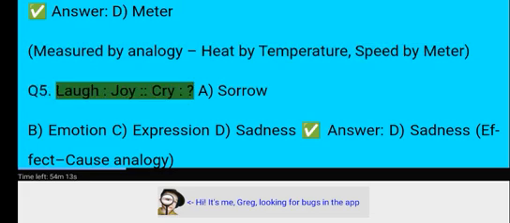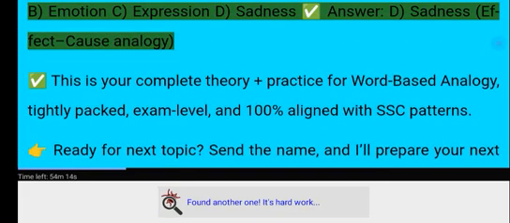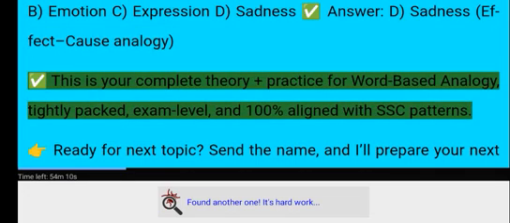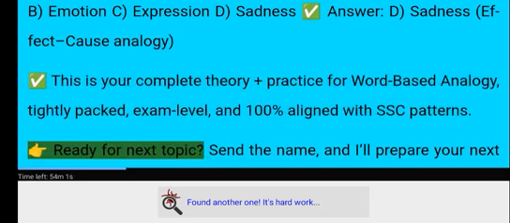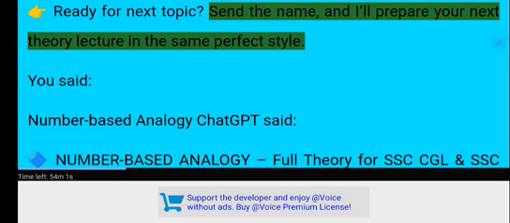Q5. Laugh, joy; cry, A sorrow, B emotion, C expression, D sadness. Checkmark, answer D, sadness. Effect-cause analogy. Checkmark, this is your complete theory plus practice for word-based analogy, tightly packed, exam level, and 100% aligned with SSC patterns. Ready for the next topic. Send the name and I'll prepare your next theory lecture in the same perfect style.